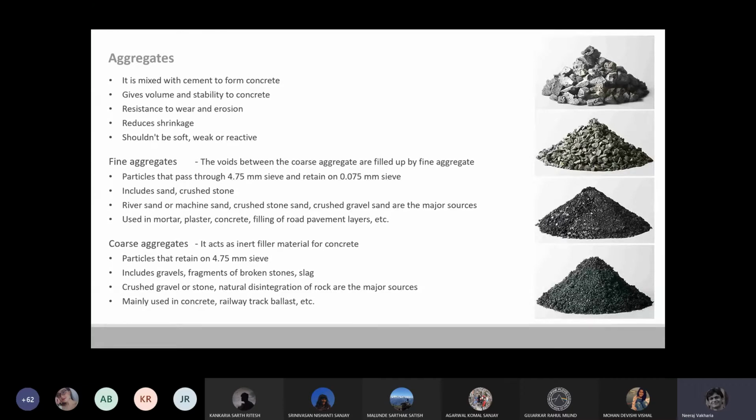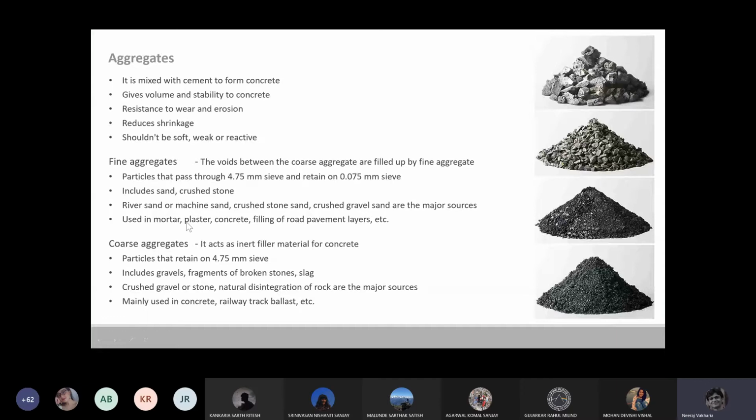Due to not getting enough sand for construction, people are now also crushing stones and using that as fine aggregate. River sand or machine sand, crushed stone sand, and crushed gravel sand are the major sources. It is used in mortar, PCC, plaster, concrete, filling of road pavement layers, etc. Again, at some places river sand excavation is limited, so that's why we use crushed stones and crushed gravel sands.